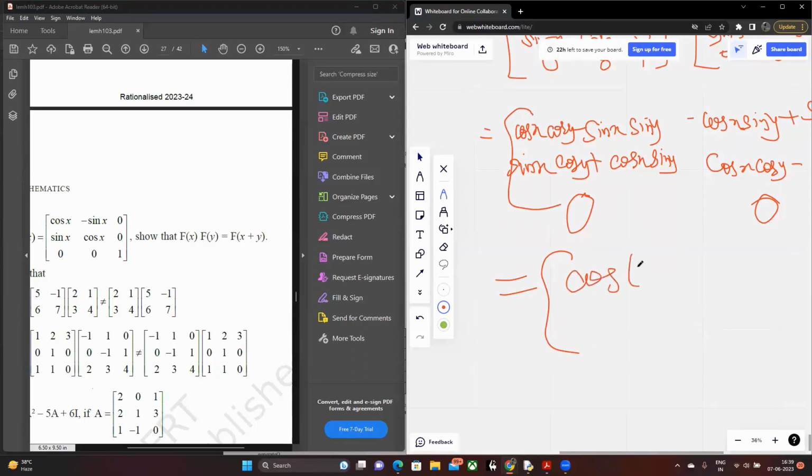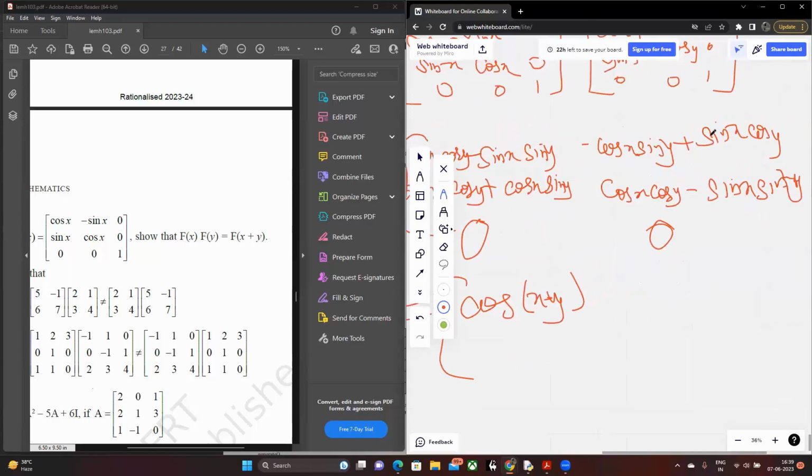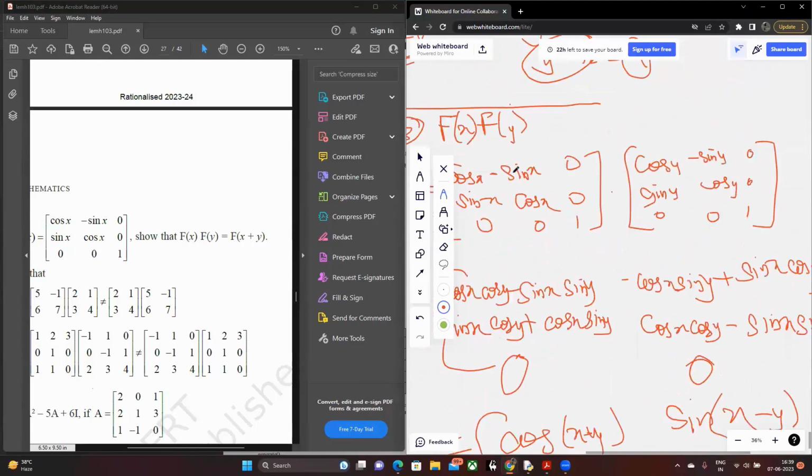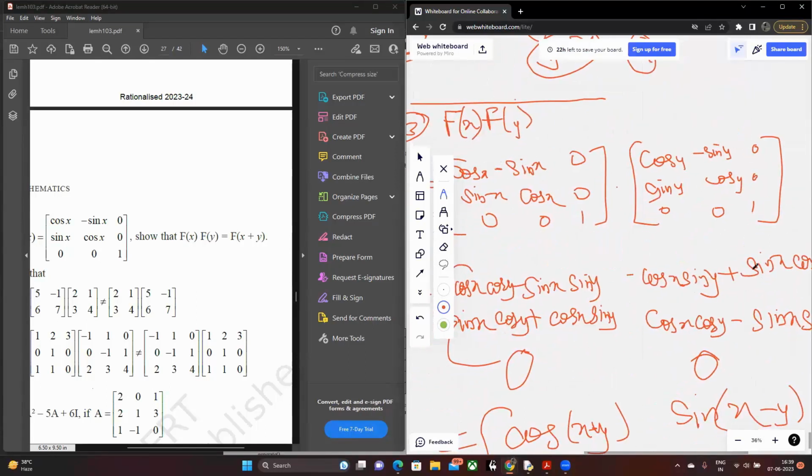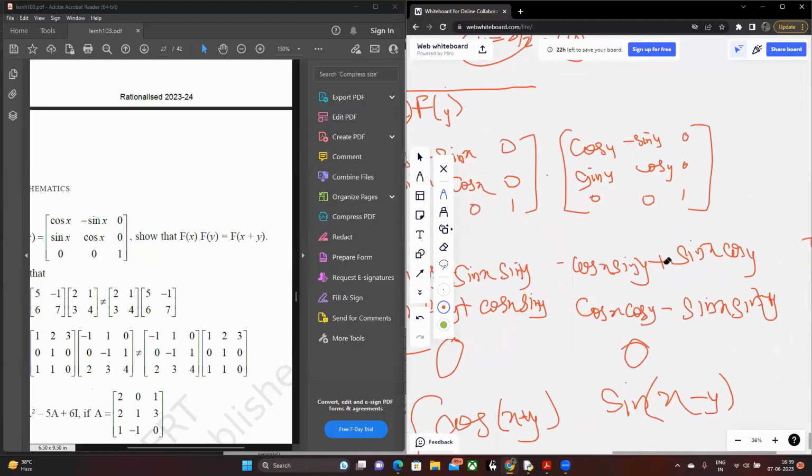I can write this as cos of x plus y, right? Here it is sin x cos y minus cos x sin y, so this is sine of x minus y. Wait a second. Wait a second. This one here is also a minus. Very sorry for that.